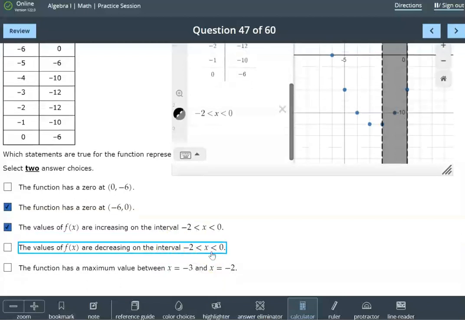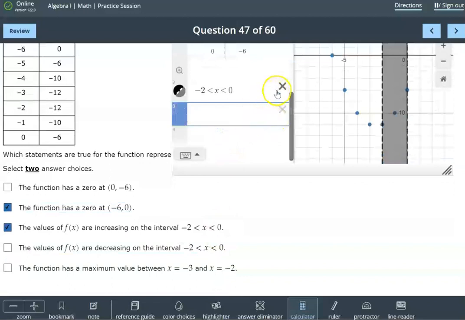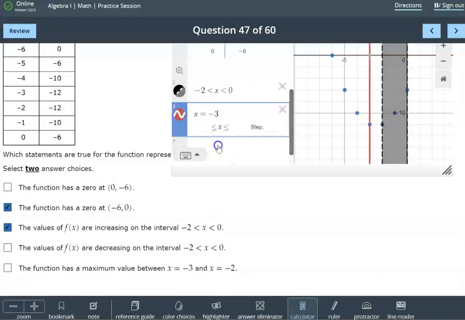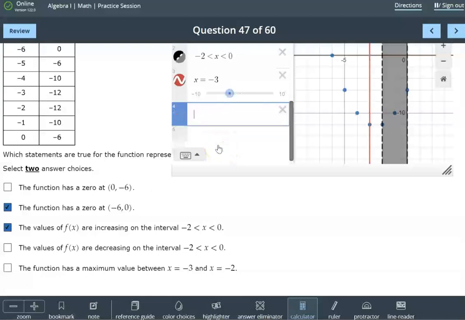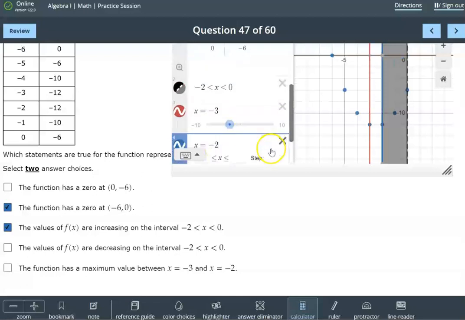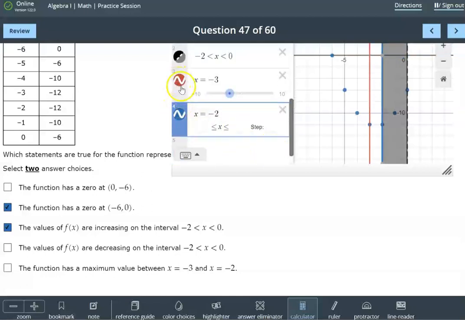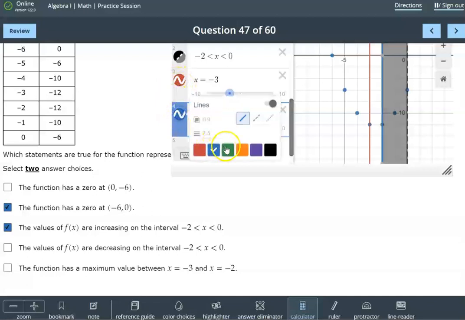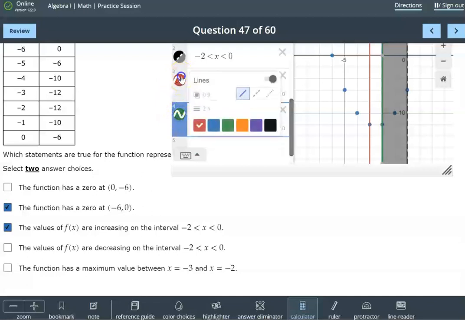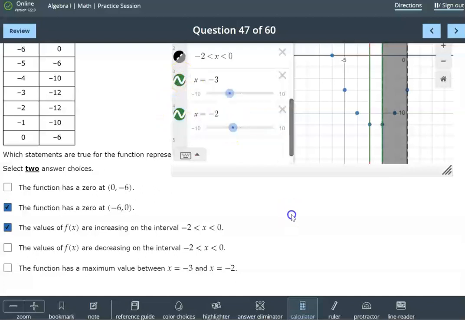Okay, so the function has a maximum value. Well, this is kind of a tricky question, and we already know it's wrong, but I do want to show you how you would type this one in. So I would instruct the kids to type x = -3 in and type in x = -2 and look between those two lines. And I would like them to be the same color. So let me do that. Let's make them both green, so that I know which two lines I'm supposed to be looking between here.